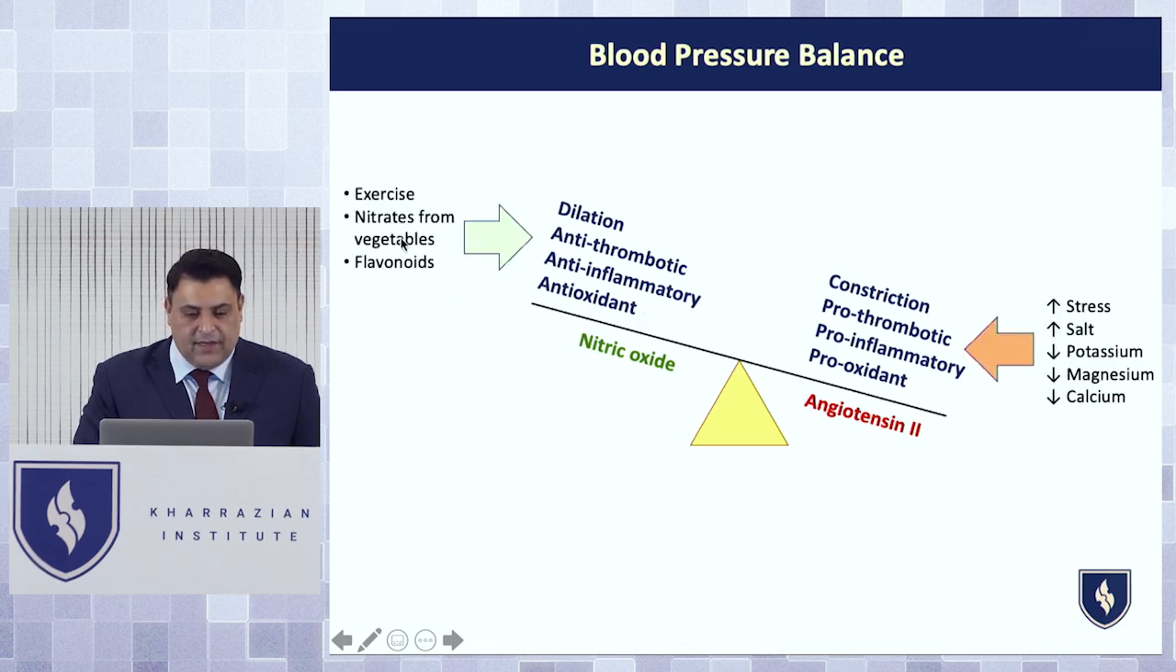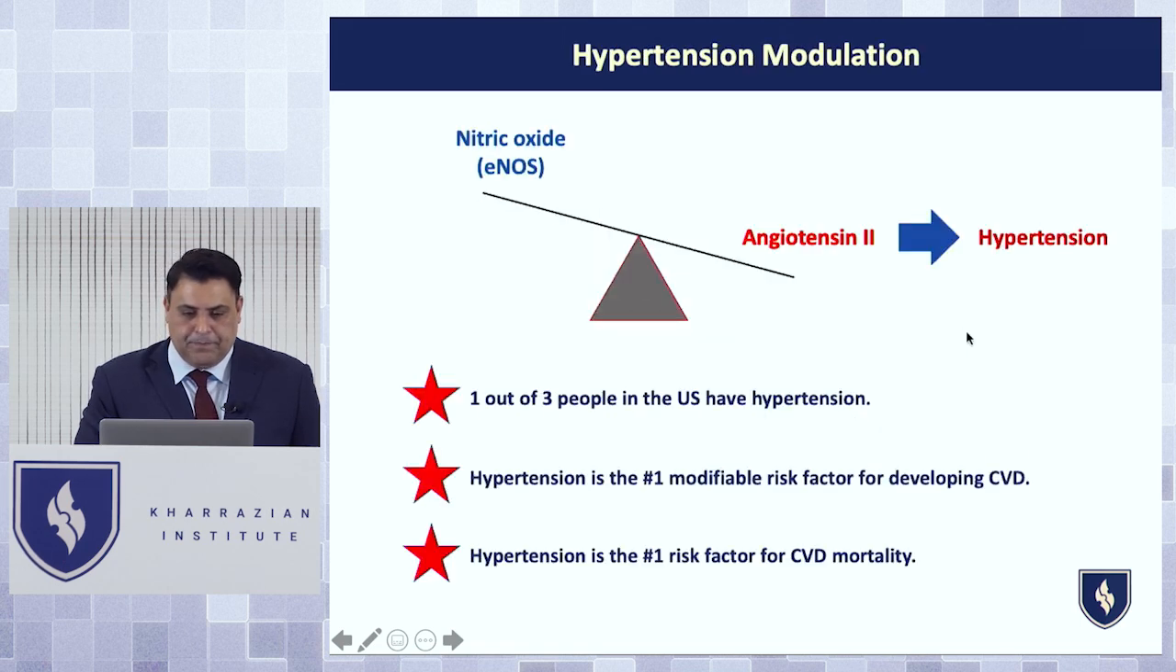And then things like exercise and nitrates from vegetables and flavonoids help keep this system healthy. And then things like too much stress and too much salt, not enough potassium, not enough magnesium, not enough calcium can really promote these angiotensin system pathways as well.